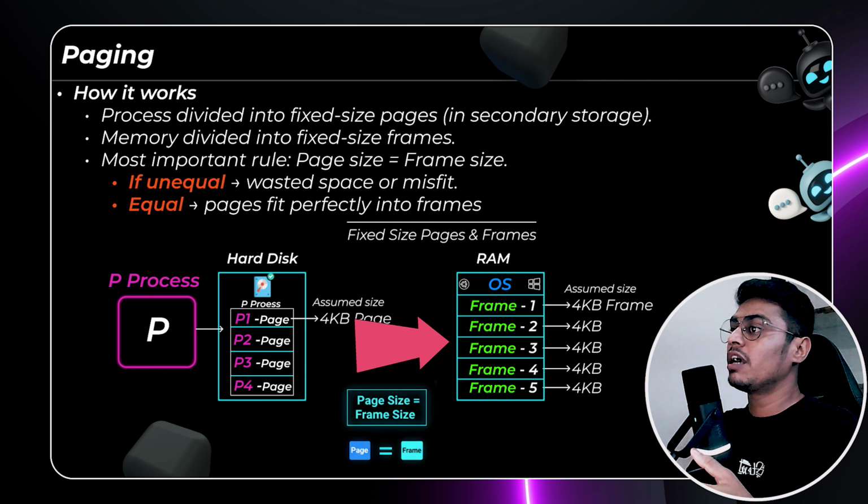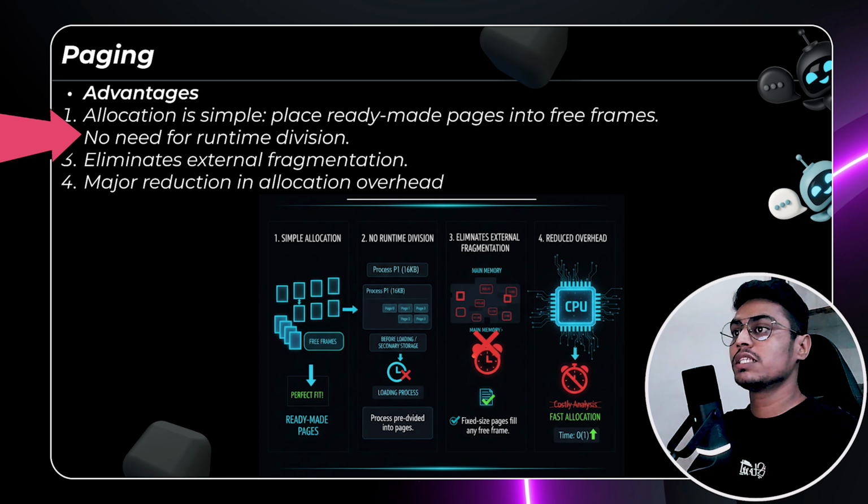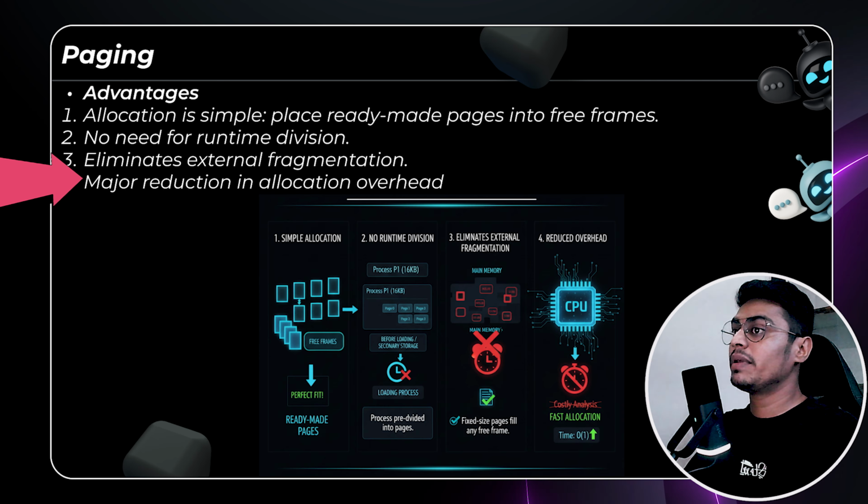This allocation can be completely non-contiguous. Pages can be scattered across different frames anywhere in the memory. The beauty of this approach is that we have moved the expensive division operation from runtime, when a process needs memory, to load time, when the process is initially loaded into secondary storage. This dramatically reduces the memory allocation overhead.